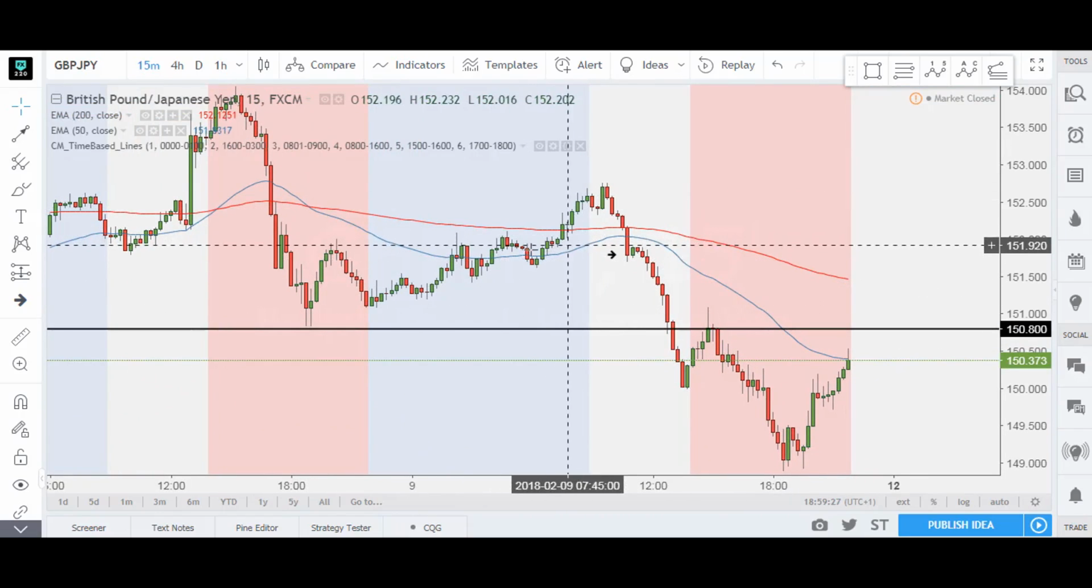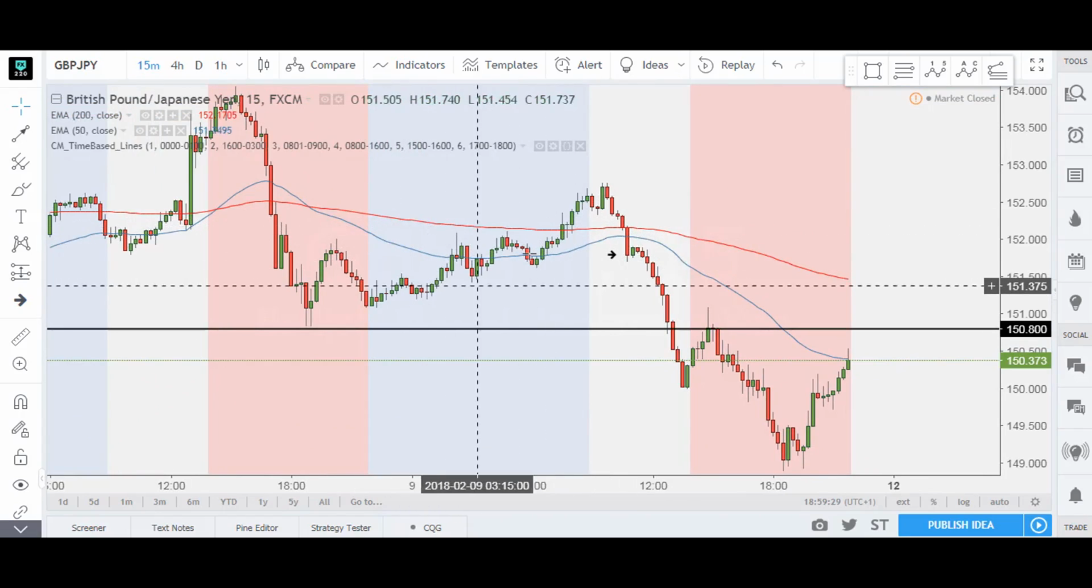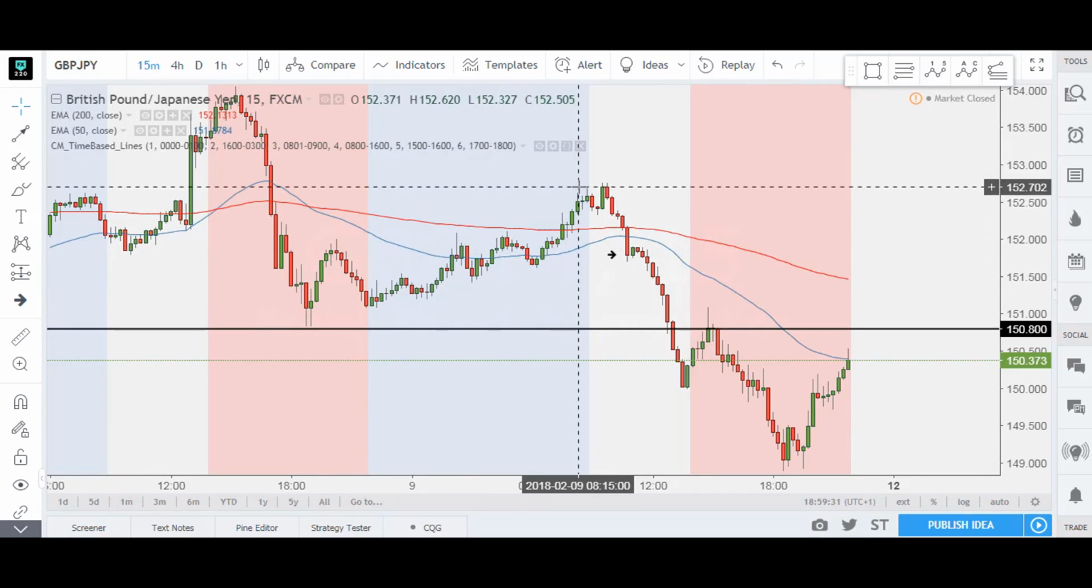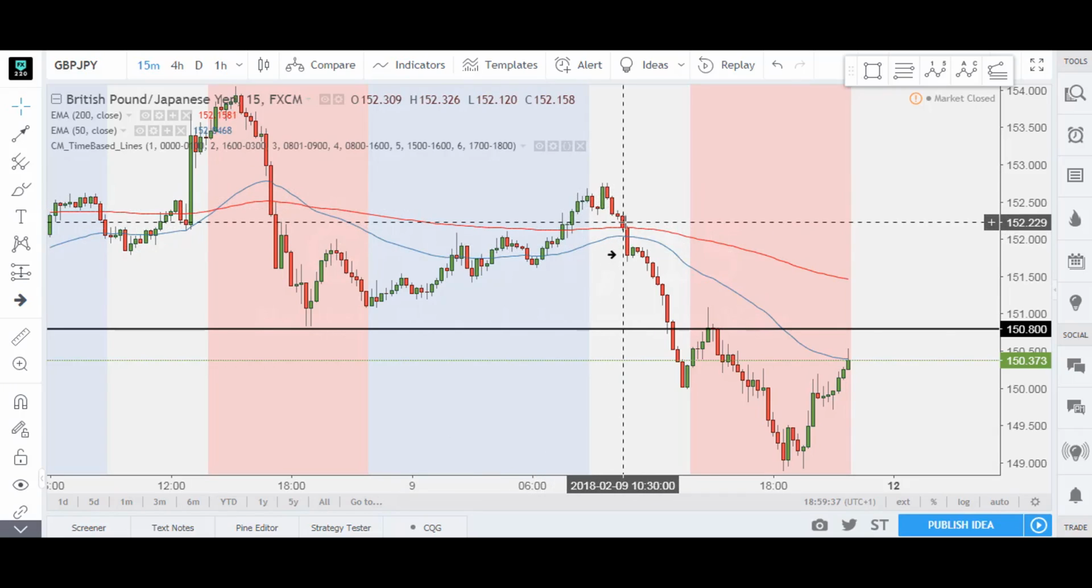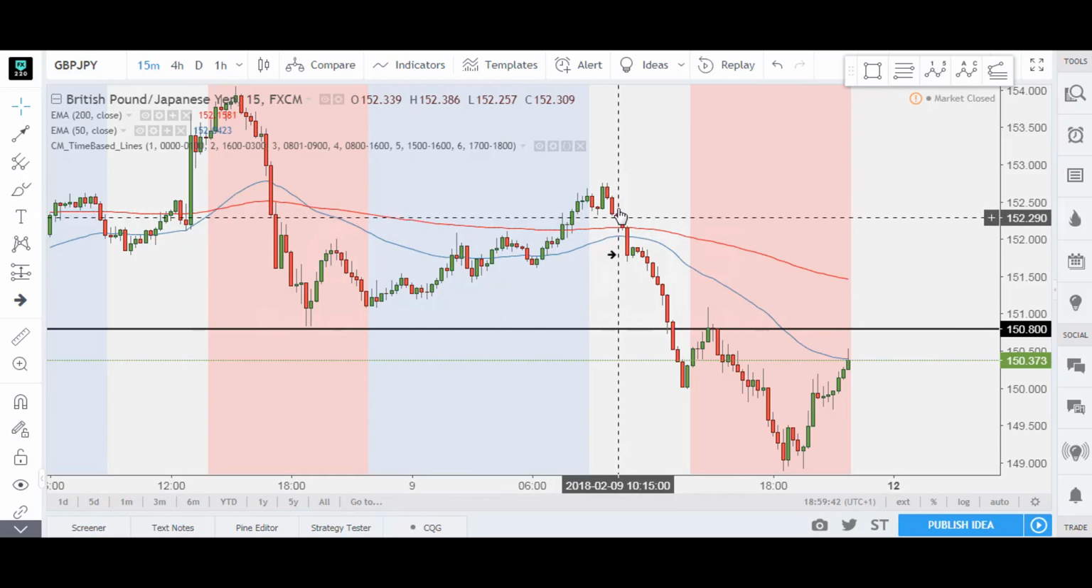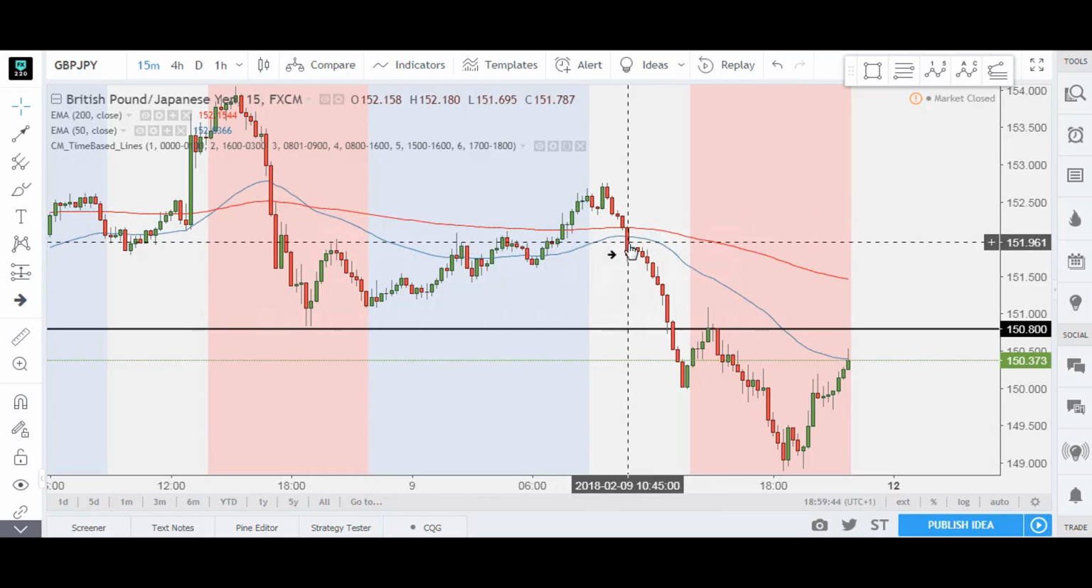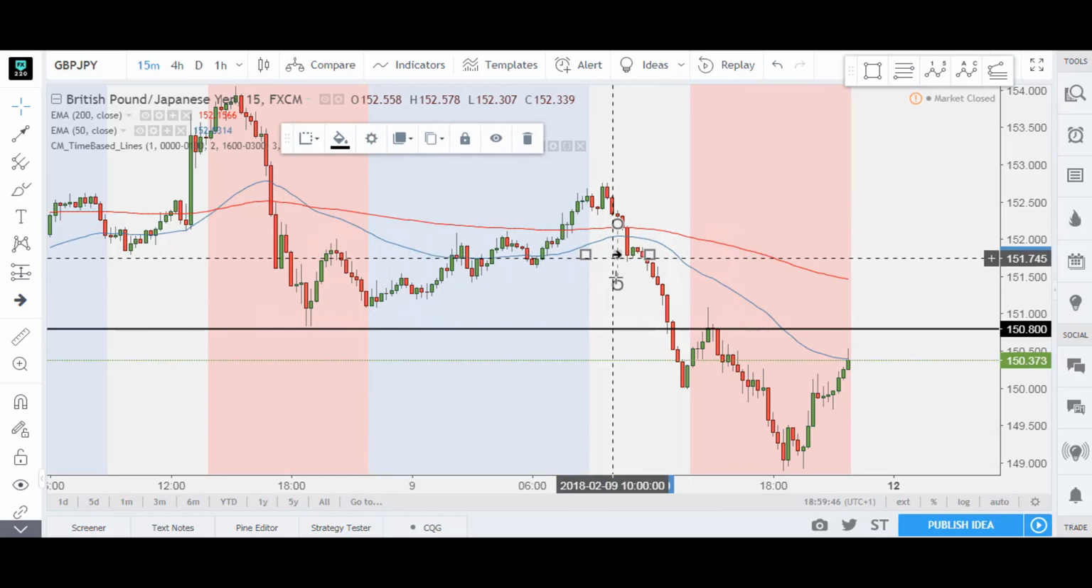As you can see, the same pattern again. We have the Asian range, we have a breakout in the opposite direction, we have a pattern. As you can see, there is an M formation right here. There was GBP news release at this time, so I waited after the news for a strong confirmation and I entered right on this candle.